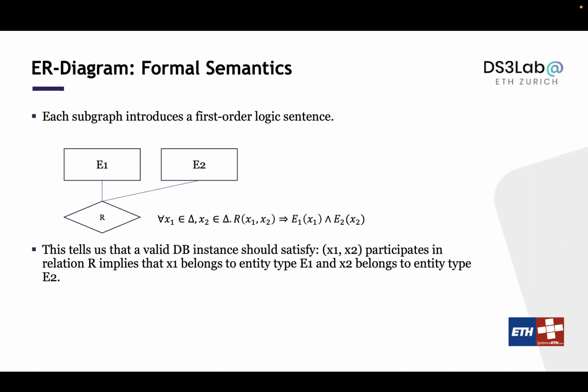Essentially, it tells you that a valid database instance for your application should satisfy that if x1 and x2 participate in this R, then x1 needs to be of this type and x2 needs to be of that type.